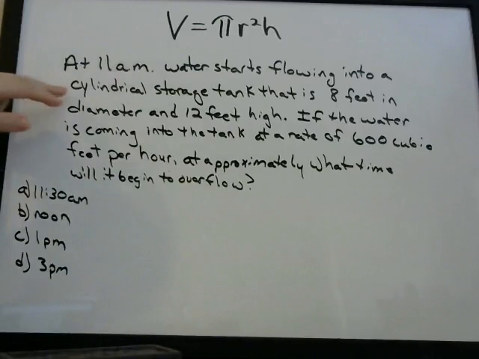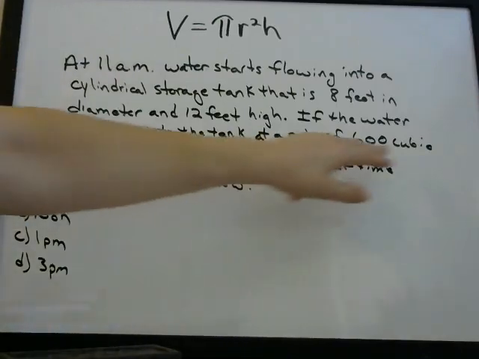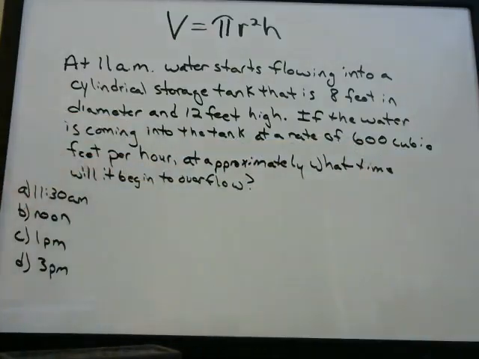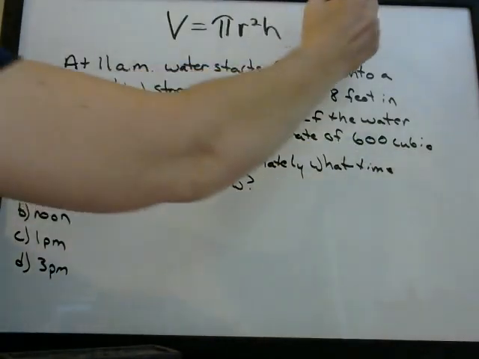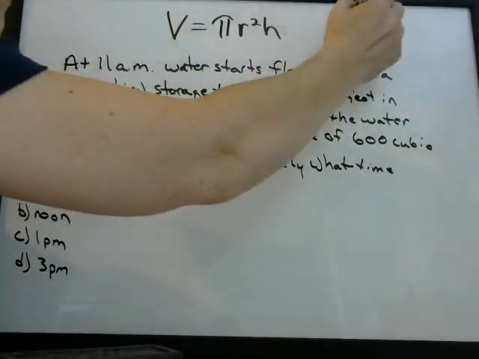So the first thing you should see is cylindrical. The next thing you should see is talking about cubic feet. So that should give you a clue that you're talking about volume. So it says at 11 a.m. water starts flowing into a cylindrical storage tank that is 8 feet in diameter and 12 feet high. So let's just draw that so we can get a little bit of a visual.